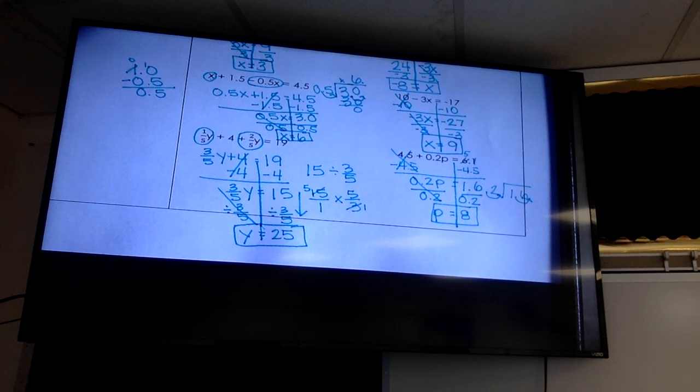So this is what we're going to work on tomorrow. Make sure these notes are filled out, and then we will practice tomorrow in class.